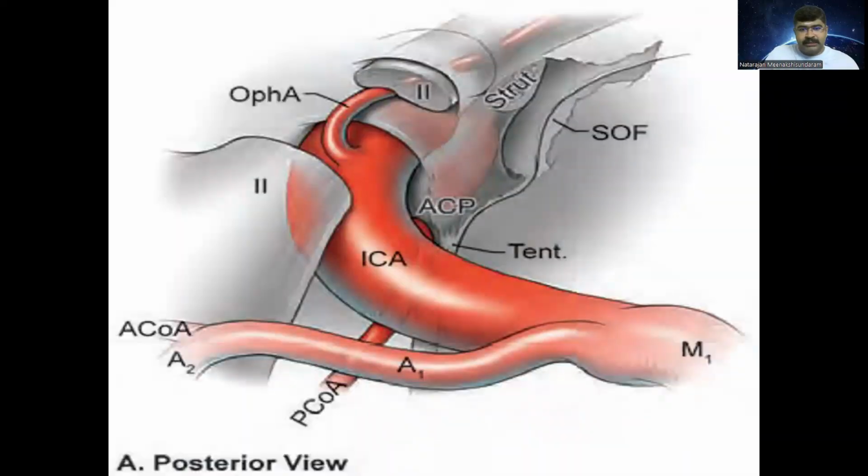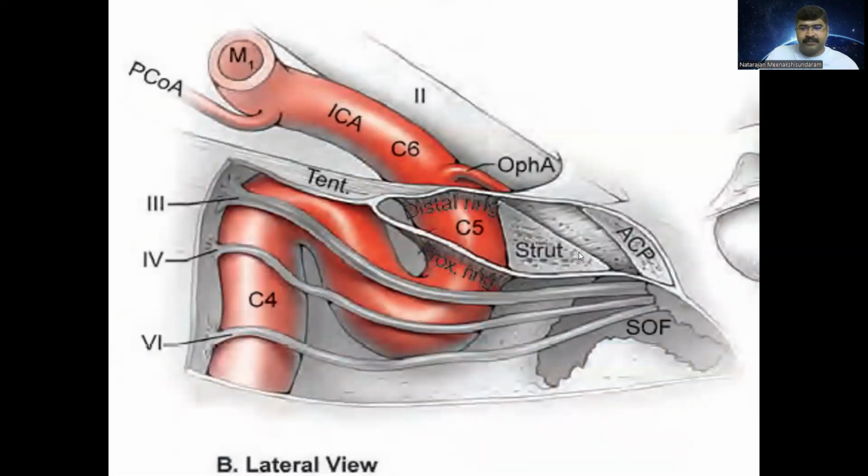So now within this bony orientation, all the anatomical structures are gradually replaced. This is the ICA, and here is the ophthalmic artery and the optic nerve. And this is the optic strut, which separates the optic canal from the superior orbital fissure. The better orientation you can see here. So this is the lateral view.